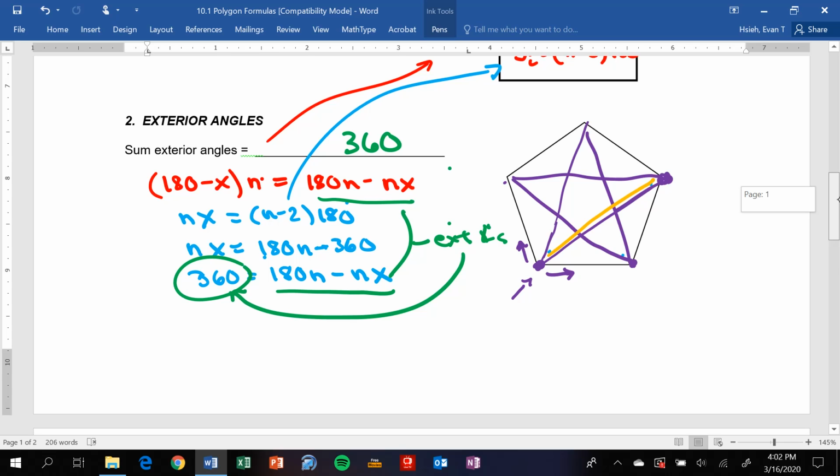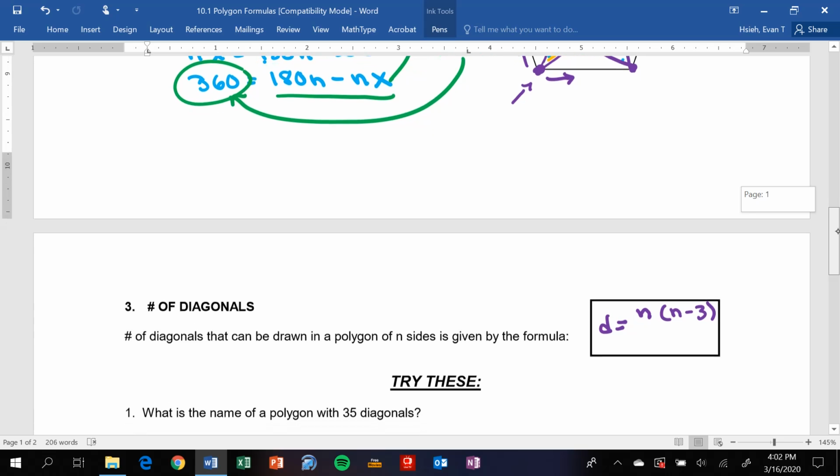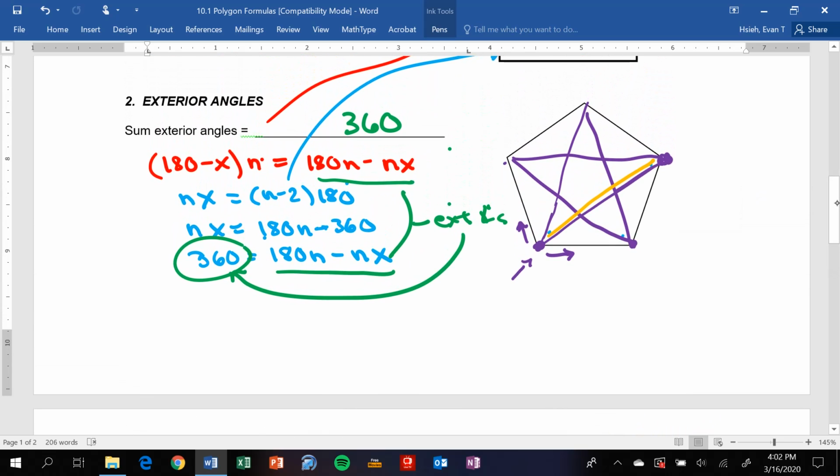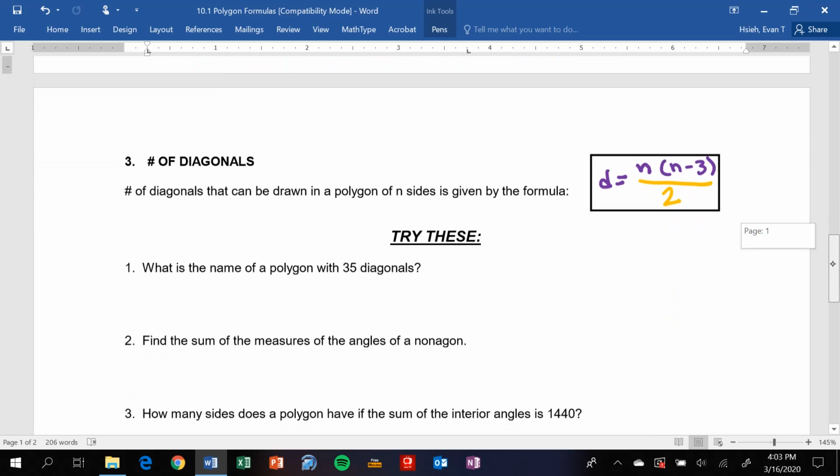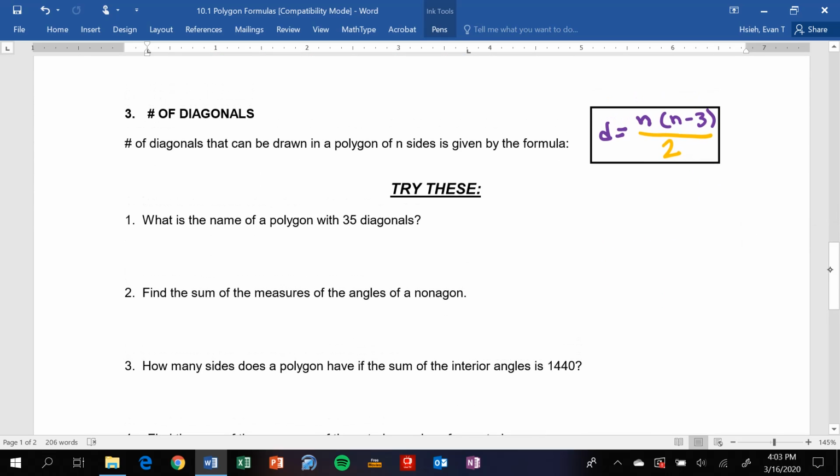So we can't count them twice, and you can hopefully see that there's always going to be one going one way and then another one coming back the other way. So we're going to end up needing to divide by 2 so that we don't count the number of diagonals twice. And so that's the formula for the number of diagonals. Sorry, I didn't describe that very well, but that is the formula.